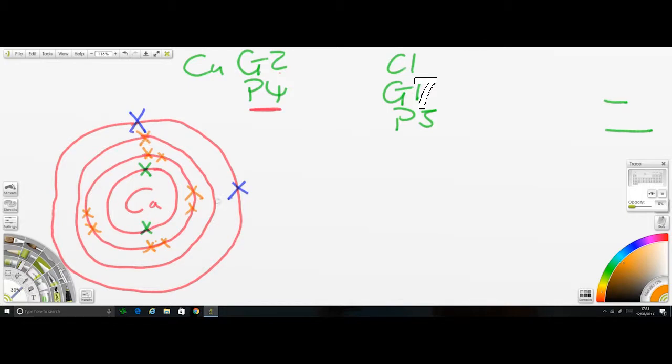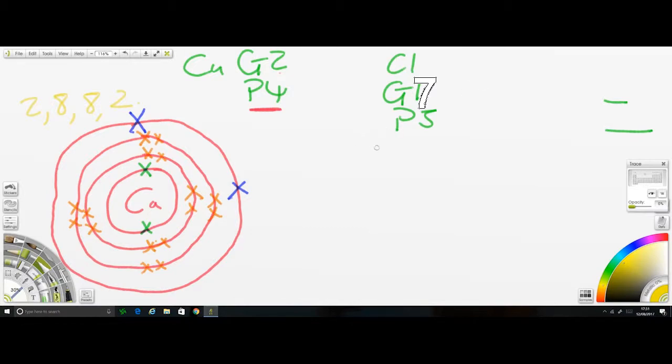It's going to have 8: 1, 2, 3, 4, 5, 6, 7, 8. And so my electronic configuration for this is 2 on the first ring, 8 on the second, 8 on the third, and 2 on the fourth. That's 16, 17, 18, 19, 20, and there are 20 electrons and protons on calcium, so that's fine. But obviously these X's are representing the electrons.